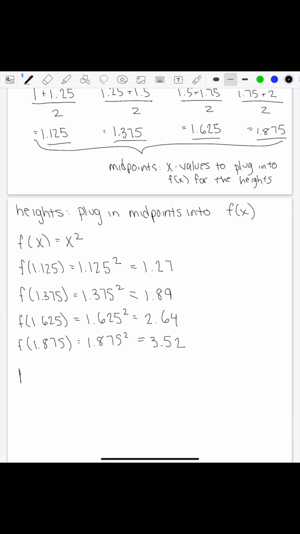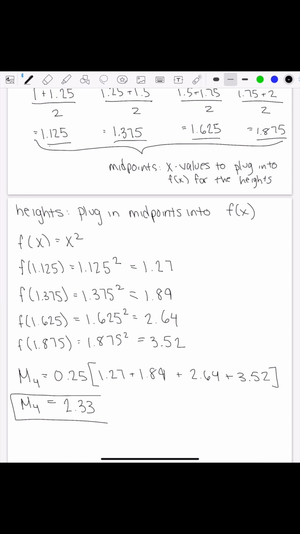Then for our M4, remember, our width is 0.25 for each of our rectangles. Then we're going to multiply that by the sum of the heights. So we do 1.27 plus 1.89 plus 2.64 plus 3.52. Then we multiply that by 0.25. So we get 2.33 for our M4. So that is our final answer for M4.